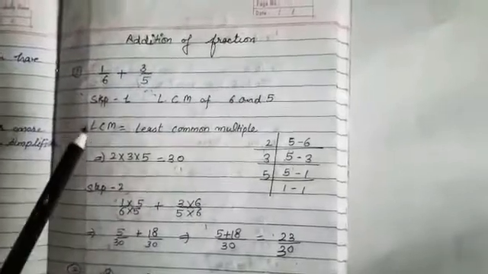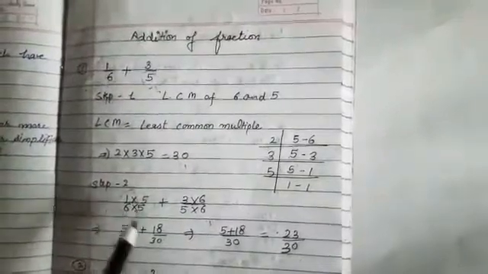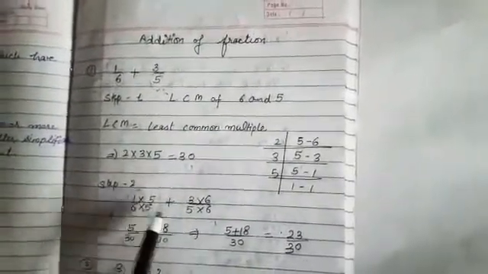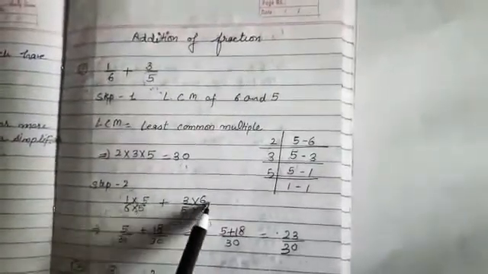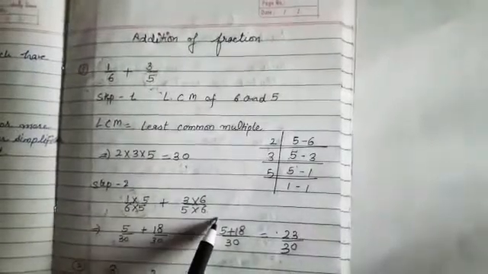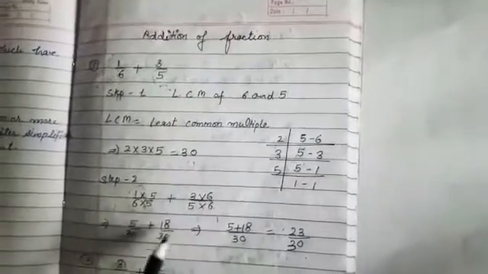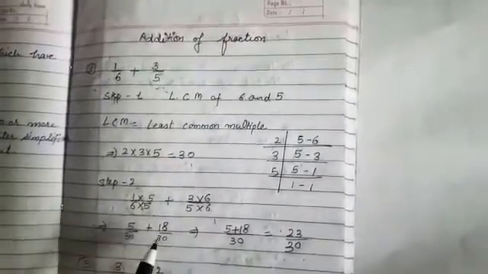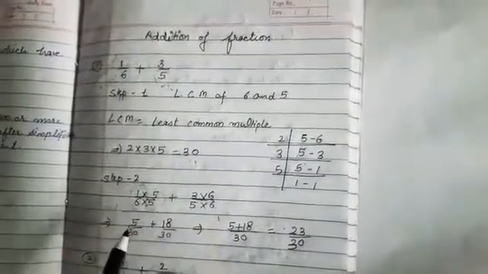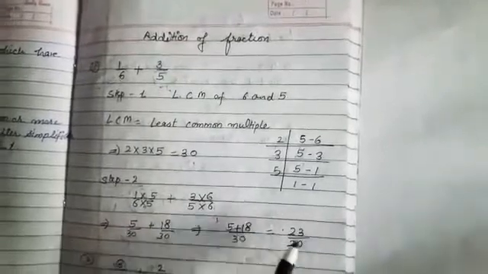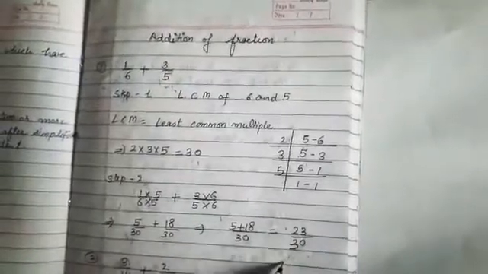How can we make 6 to 30? By multiplying by 5. So we will multiply the first fraction's numerator and denominator by 5, plus the second fraction by 6. 3 6 multiply 5 multiply 6. Now what will be? 5 1s are 5, 6 5s are 30, plus 3 6s are 18 upon 5 6s are 30. Now easily we can add these fractions. Now 5 plus 18 equal to 23 and denominator is 30. Now what is the answer? 23 by 30.